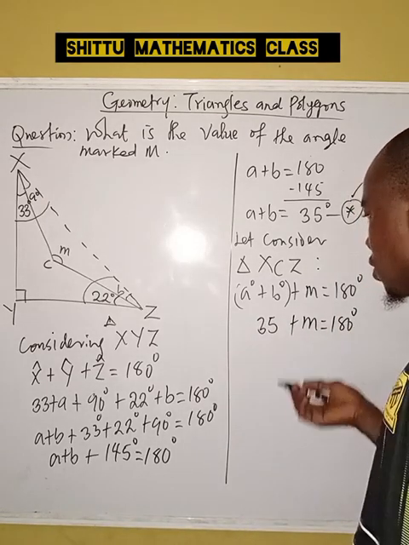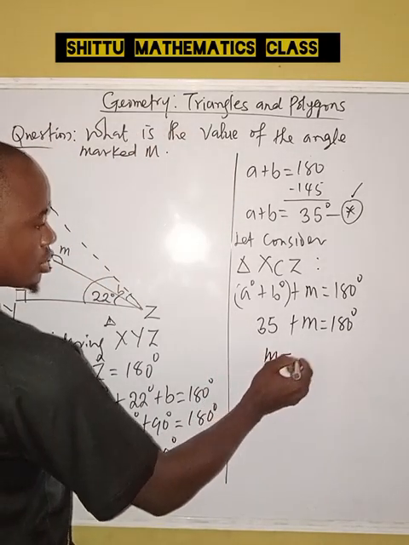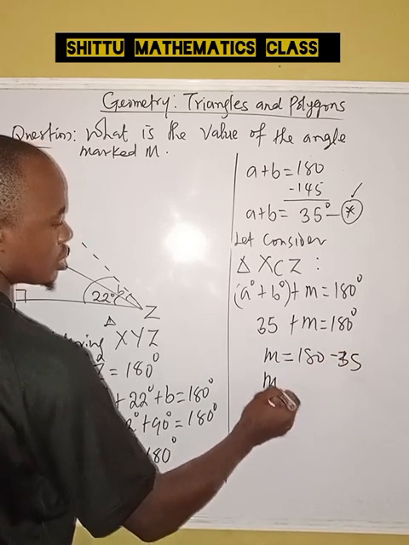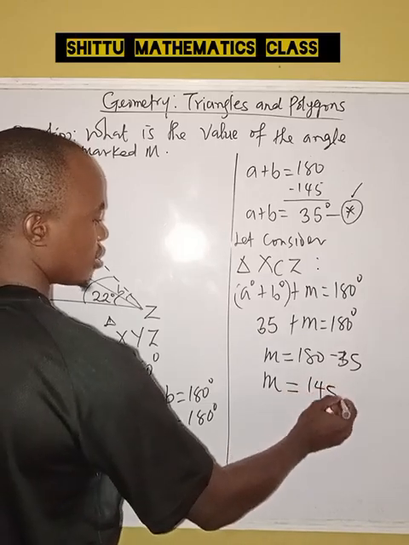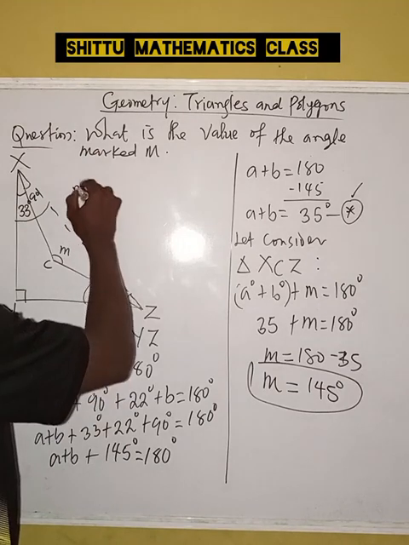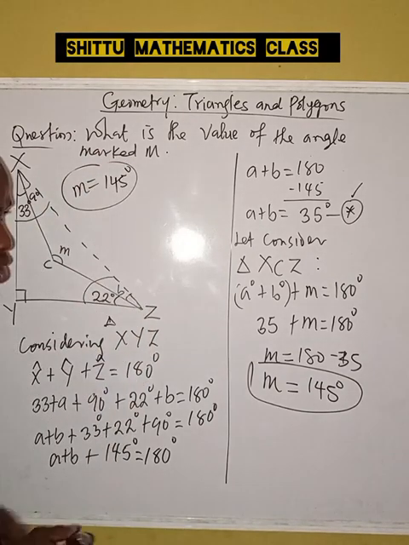Are you following? So now from there, the next thing we're going to do is we have M equals 180 minus 35, right? So if you take 35 away from 180 degrees, we're going to have 145 degrees. So therefore we have the value of M. The value of M is 145 degrees, and that's the solution, right?